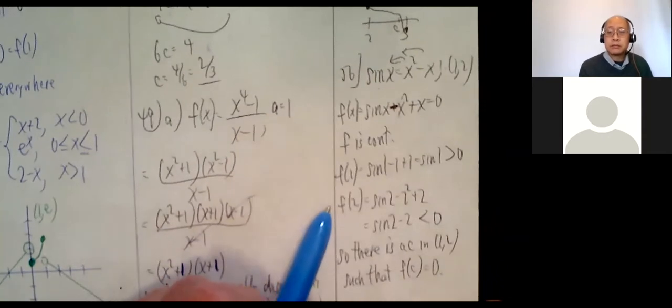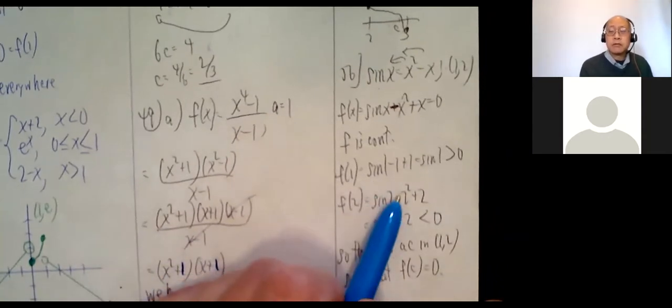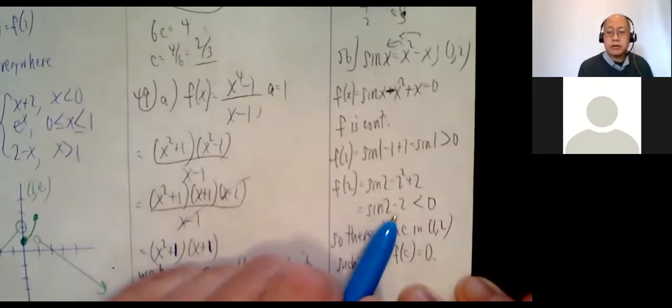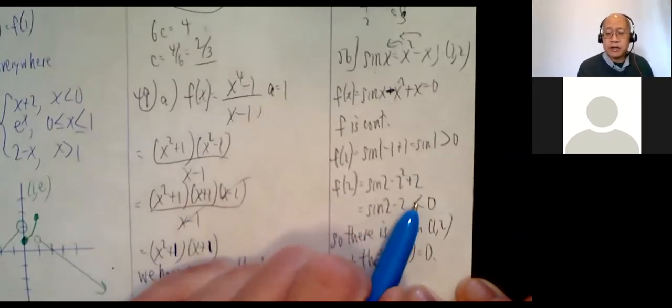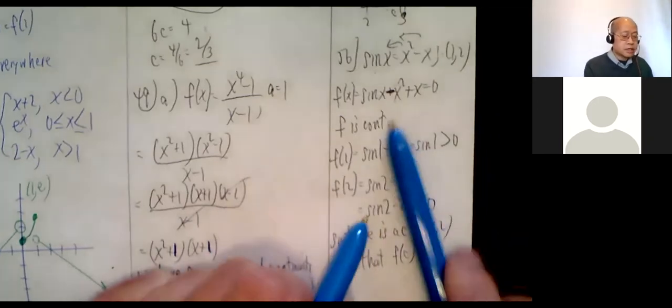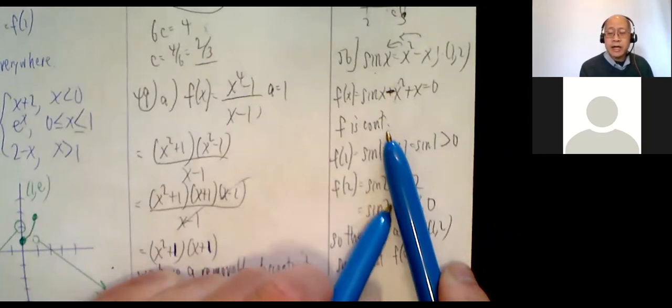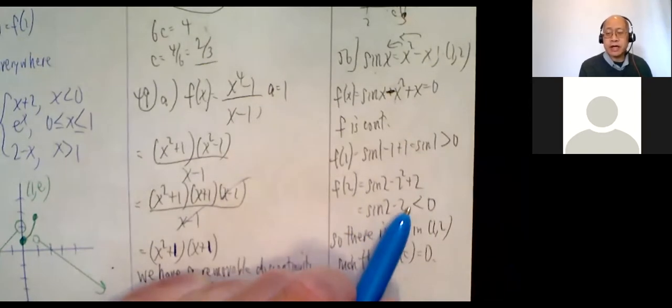Plug in 2. It's sine of 2 minus 2 squared plus 2. Sine of 2 minus 2. That's definitely less than 0. In fact, I don't even need a calculator for that. I already know that sine of anything is between -1 and 1, right? So the biggest it can be is 1. But now if you subtract 2, it's definitely negative.